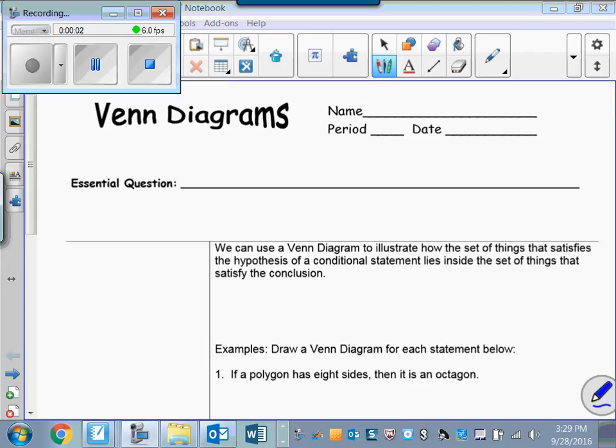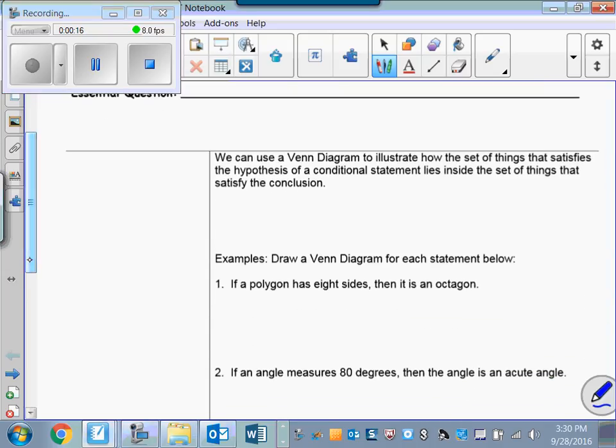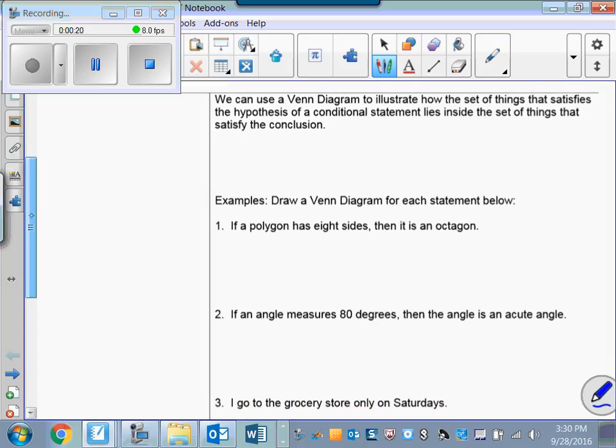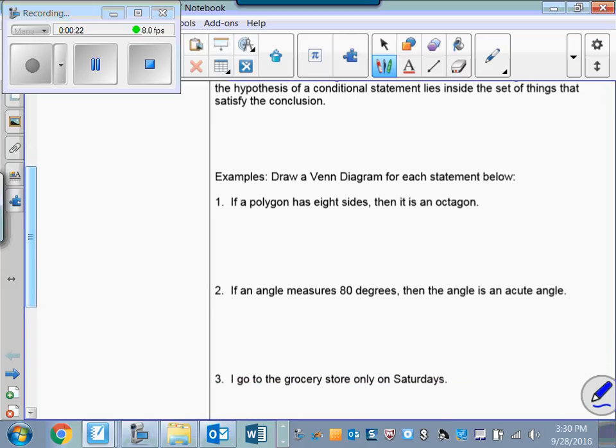Today we're going to learn how to use the logic that we've picked up in our last lesson or two for this unit. We're going to learn how to use that logic and illustrate it in Venn diagrams. So you can write your essential question now, or we can do the lesson and then you can go back and put it in at the end. So let's just start with some examples.